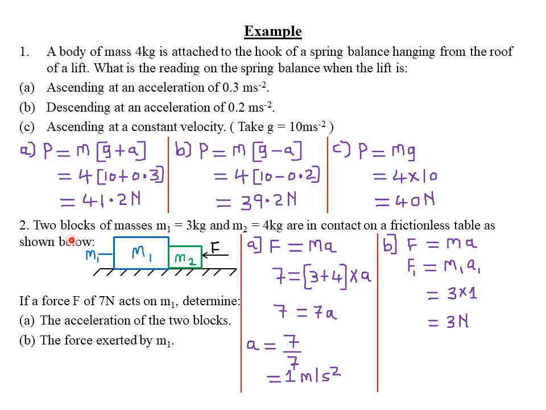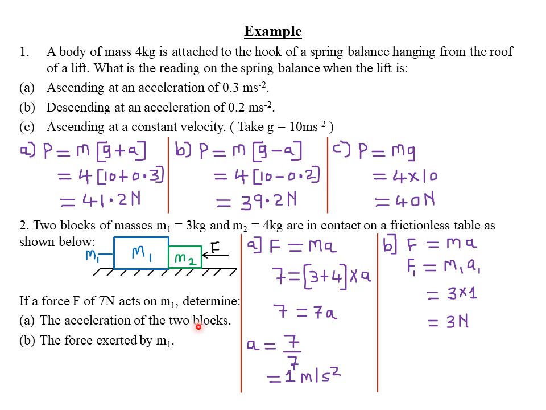Then question 2 reads that 2 blocks of masses m1, which is 3 kg, and m2, 4 kg, are in contact on a frictionless table as shown below. If a force F of 7 Newton acts on m1, determine part A, the acceleration of the two blocks.